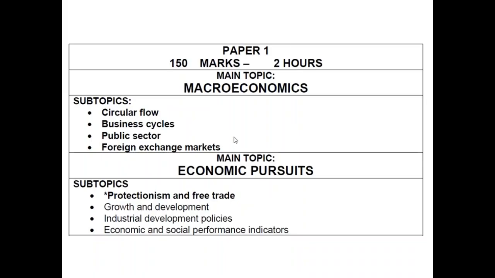Now, grade 12s, when we look at our economics question paper, we will now focus on paper one. And paper one, you all know this. The reason why we emphasize this is that sometimes students do not know which content to study for their examination question papers. So paper one will consist of macroeconomics and economic pursuits. You know the topics. It is in your manual.